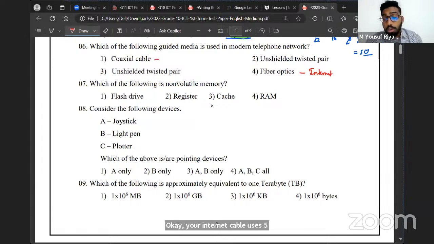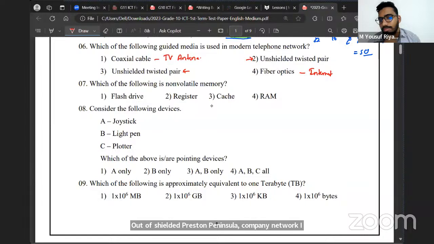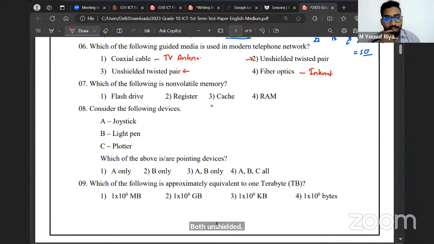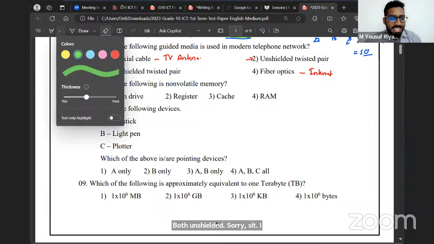Coaxial cable is used in your TV cable, the TV antenna. Out of shielded twisted pair and unshielded twisted pair, what is used in a computer network? I gave it in the tute. Both are unshielded. Sorry, I thought one is shielded and one is unshielded. They have made your answer easy then. It's anyways unshielded twisted pair.